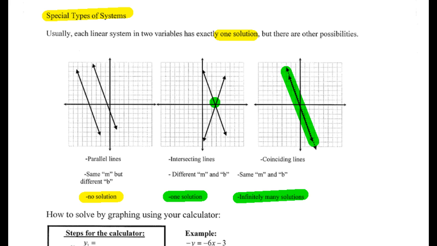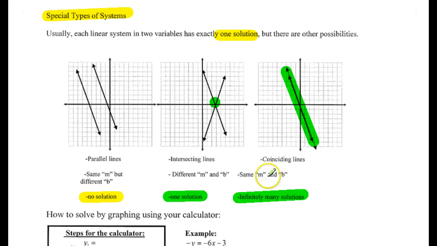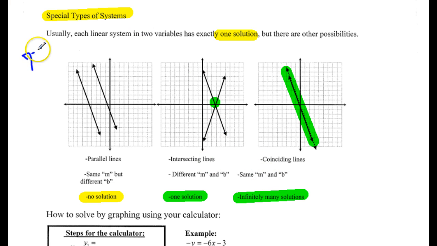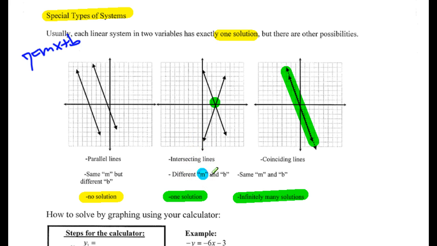So if you think about this, here are just some things to look at to make sure it makes sense. It's all about when we graph lines. Remember, it's all about slope-intercept form. Y equals mx plus b. So if I look at regular intersecting lines, they have different m's and different b's. They got different y-intercepts and they got different slopes. So that's why they only touch in one place.